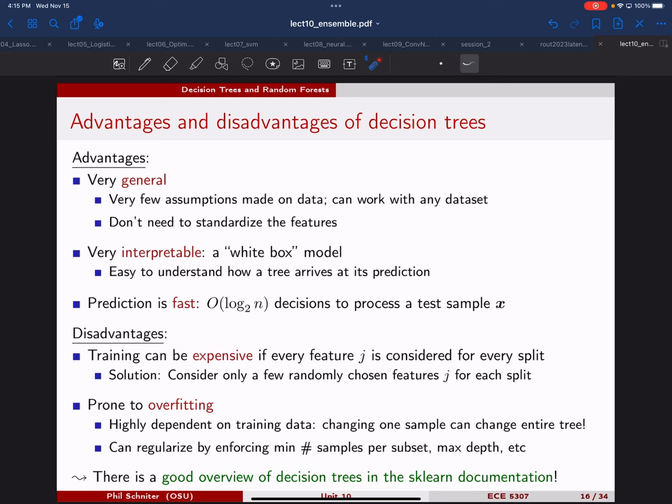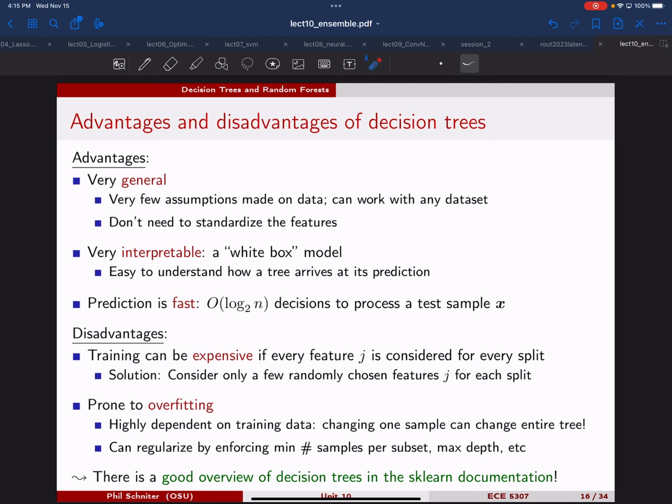You can say that for a training set size of n, you should have roughly log 2 n levels, and that's how many decisions you need to make. And so that grows quite slowly with n, which is nice. On the other hand, the disadvantage of trees is that when you train them, if at every split you consider all the features, that can be a very time-consuming process. And so one solution, we'll talk about more today, is to consider only a few randomly chosen features at every split.